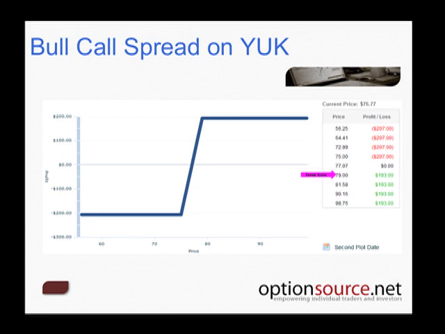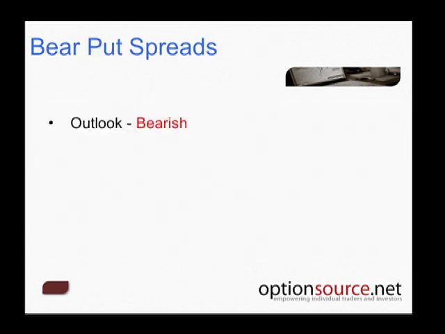But at the same time, we want to make sure that we have some upside potential to take advantage of, and that's where that 79 strike comes into play. It gives us the benefit of being able to capitalize on a 3-point move or so in this pair value before we cap our profits.